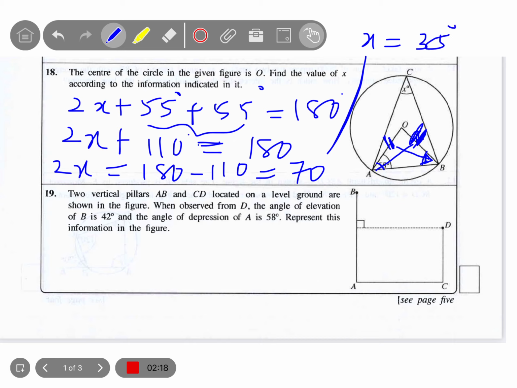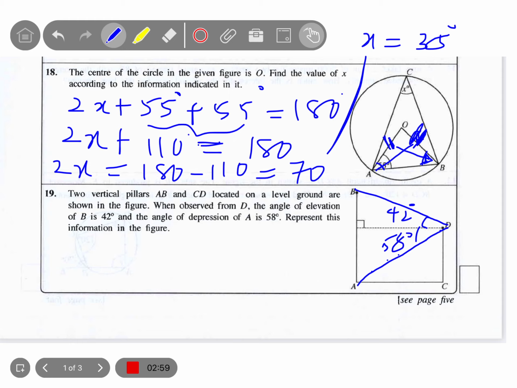Right, the other one, question number 19. Two vertical pillars AB and CD located on a level ground are shown in the figure. Now these are two vertical pillars, right? When observed from D, the angle of elevation of B, if you draw here, this is 42 degrees. That's what they are saying, right? The angle of elevation of B is 42 degrees and the angle of depression of A, so that means when you look from D, this is 58.